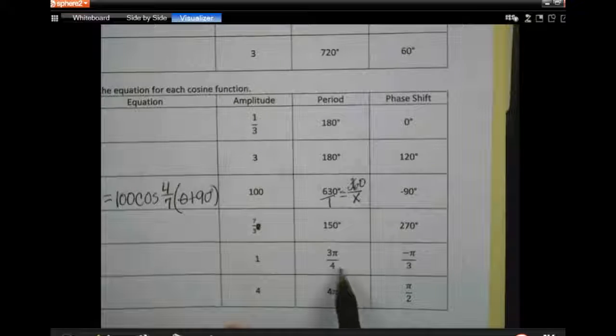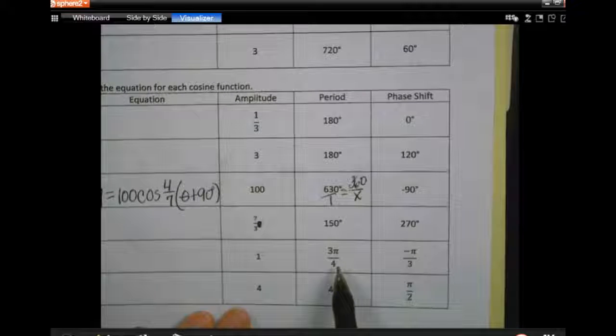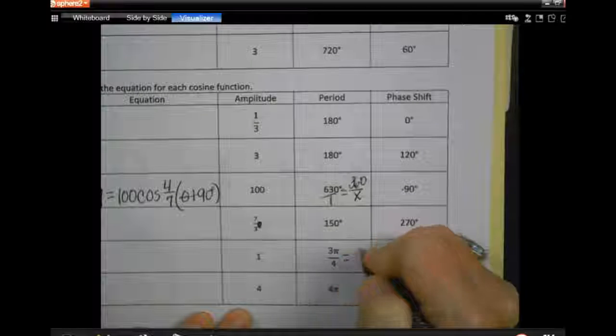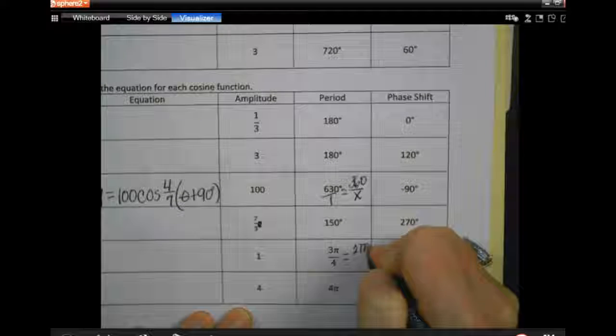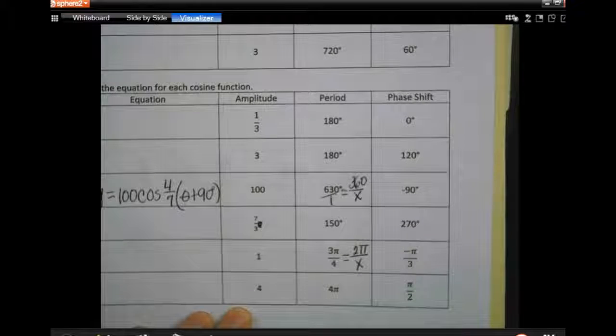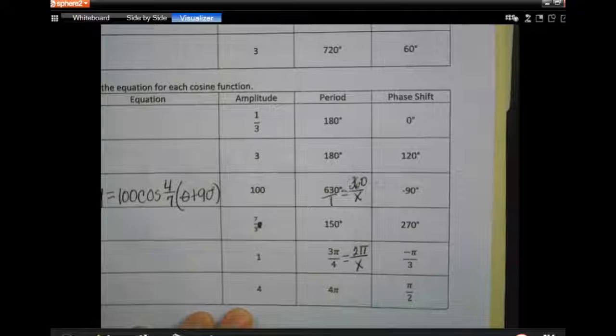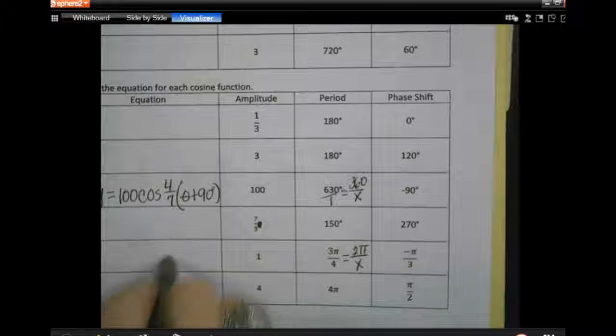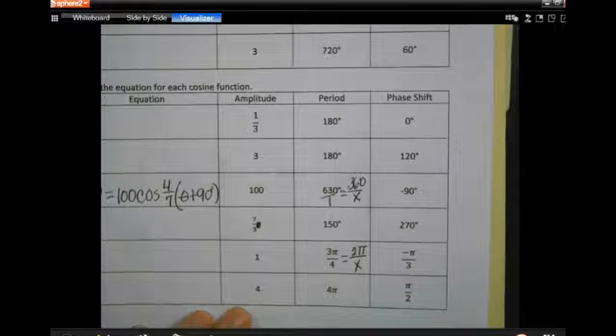So on this one, when it says 3 pi over 4, this time I'm using pi, right? So that's 2 pi over, I'm going to put x so you don't think it's a 6. I don't want you to do that. So cross multiply and you solve for the x then, right? And that gives you the number that goes in front of theta, always.